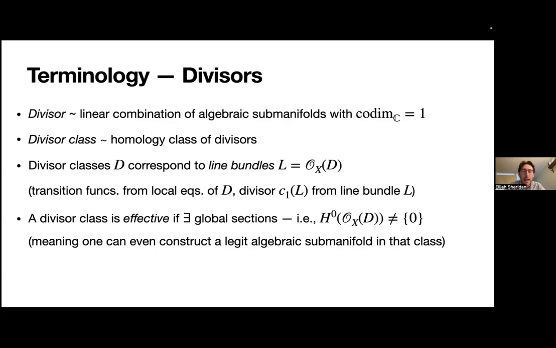Finally, I'll recall that a divisor class is effective if the associated line bundle has global sections, and the associated group of global sections is non-trivial. Intuitively, this means that there actually exists some algebraic submanifold that represents this divisor class. There actually is some submanifold in this class. And note that this is basically the same condition that I posed for question number 2 on the previous slide. When do we have a non-zero number of global sections? So this is equivalently, when is a given divisor class effective?